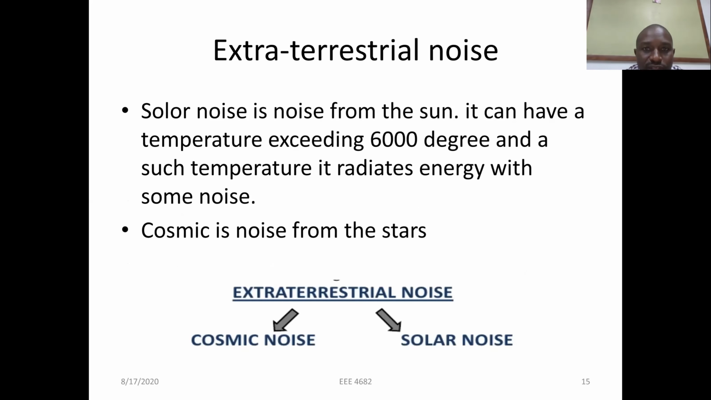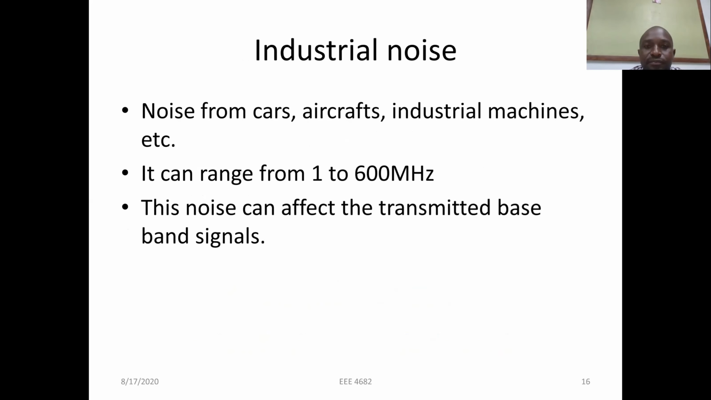And then we also have extraterrestrial noise. This is noise coming from the sun as well as the stars. The stars and the sun produce some noise which can interfere with the wanted signal as it moves between the transmitter and the receiver via the air interface. Industrial noise is noise from cars, aircraft, and industrial machines. It can range from 1 to 600 megahertz. This noise can also affect the transmitted baseband signal as it moves from the transmitter to the receiver.